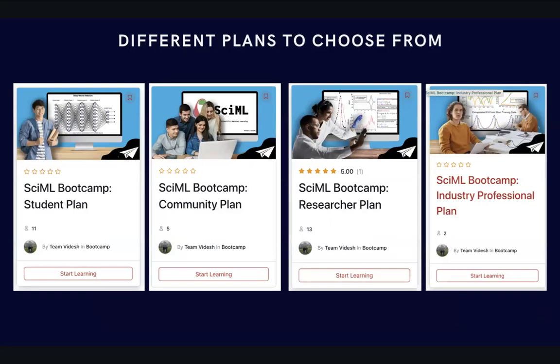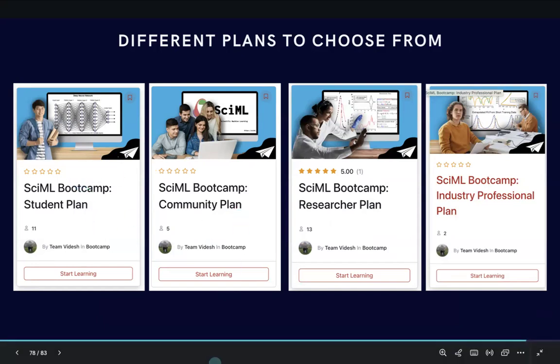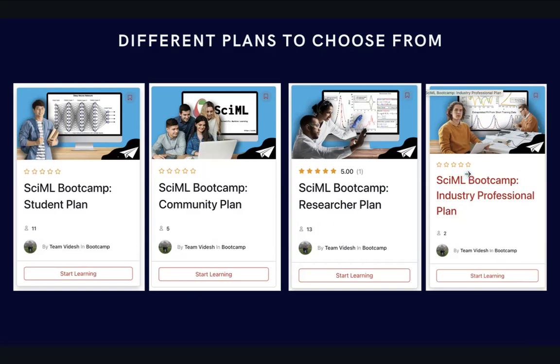Okay, these are some of the different plans that you can choose from. Now we have these two plans, student plan and the community plan, that are heavily focused on the first two parts, that is fundamentals and concepts. And the researcher and the industry professional plans are heavily focused on research.